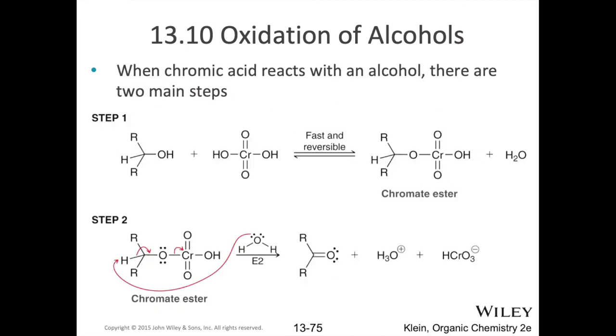So what happens then with our chromic acid and our alcohol? The mechanism involves two main steps. Your alcohol will react with your chromic acid to make a chromate ester, and then this will react with water under an E2 mechanism. Again, this is a good leaving group here. Your water acts as a base, plucks off this hydrogen on your alpha carbon, and allows that double bond to form that carbonyl that we're looking for.